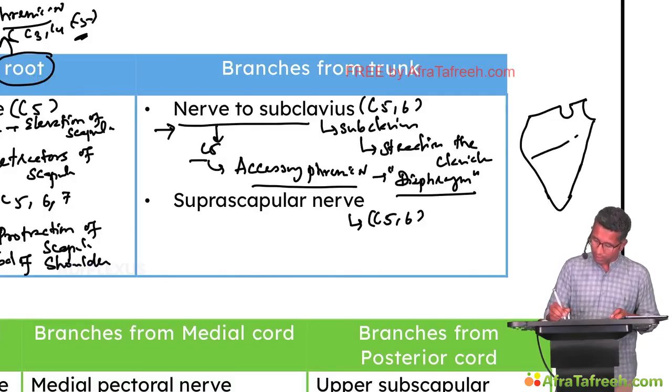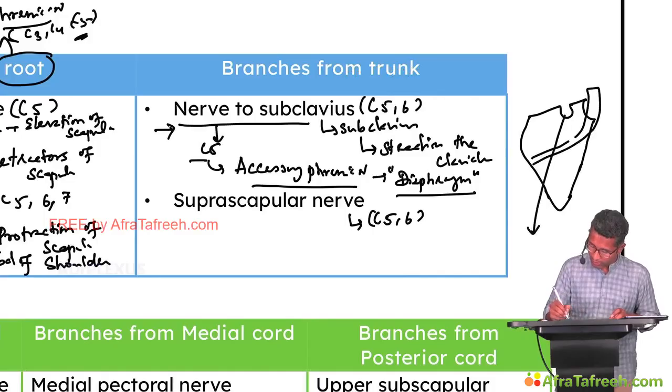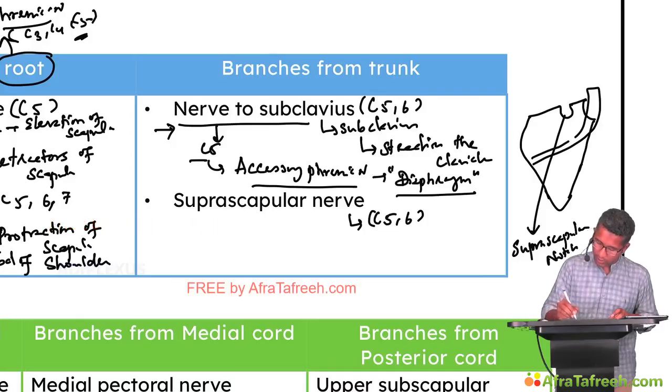So this process which you see here is the acromion and the spinous process. Now what is this, guys? What is this notch called? Anybody? Yes, this is called the suprascapular notch. And this suprascapular notch is bridged by a ligament.